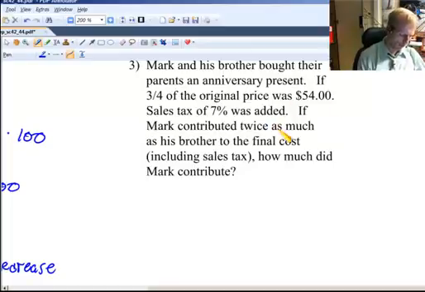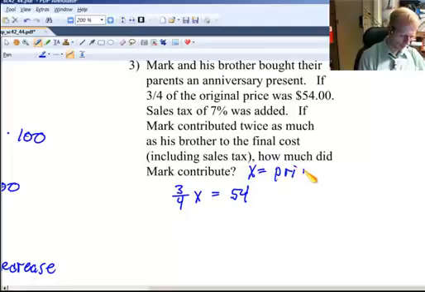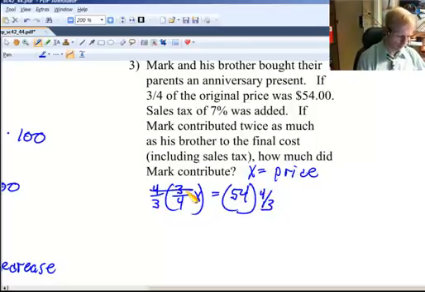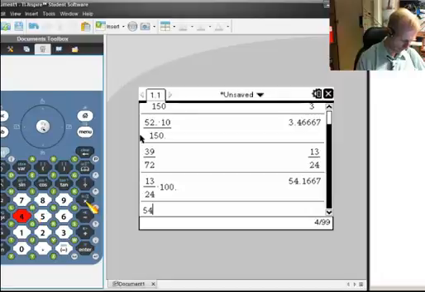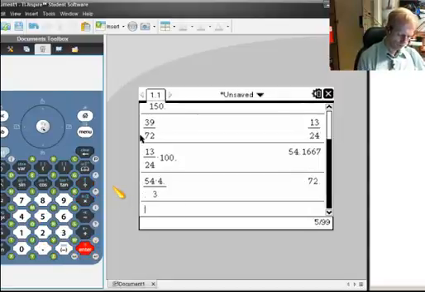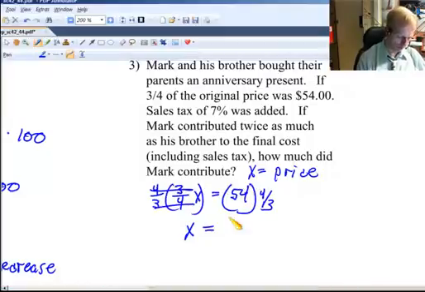Okay, so first of all, let's find out what the price of the item is. So 3/4 of it was 54, and I make x equal to the price. Then I'm going to solve for x by multiplying by 4/3. And that gives me 54 times 4 divided by 3. And that's $72. Okay, so that means $72 is the original price.